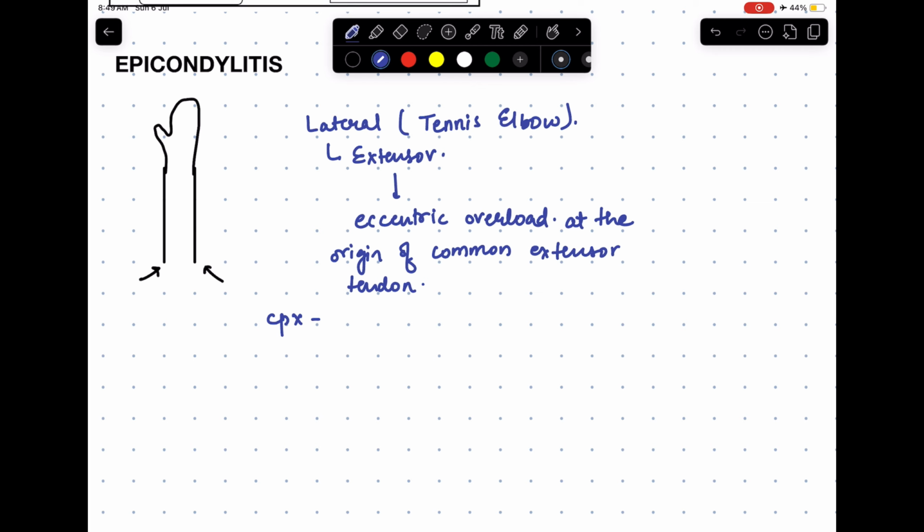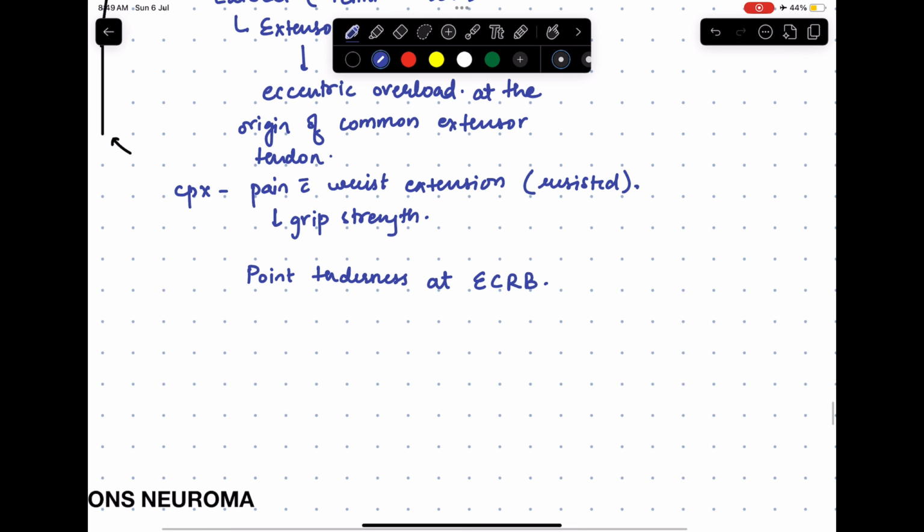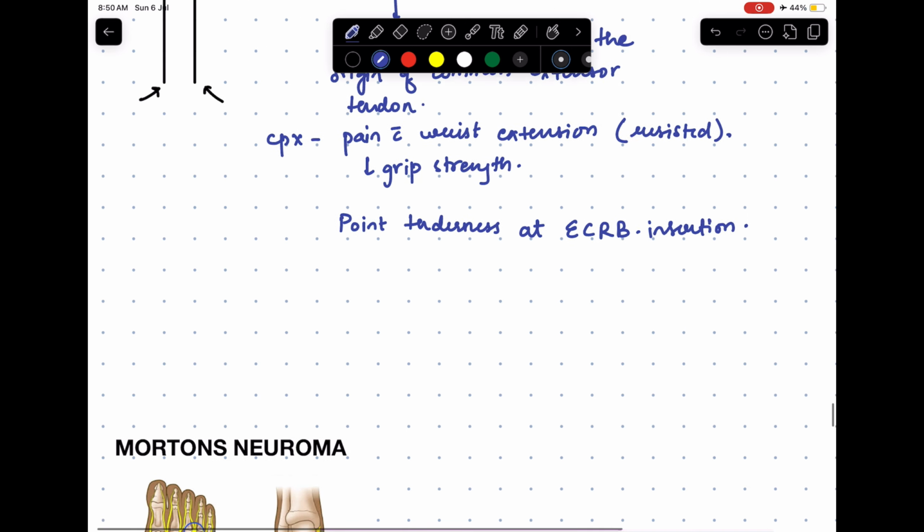There is basically an inflammation process going on for lateral epicondylitis. The patient will present with pain with resisted wrist extension, and there would be a decrease in grip strength. Next, there would be point tenderness at the tendon insertion point, and on imaging it is usually normal. So it is a clinical diagnosis, and there is no need for you to dig deep into the diagnostic investigations. Now coming to the treatment for lateral epicondylitis.